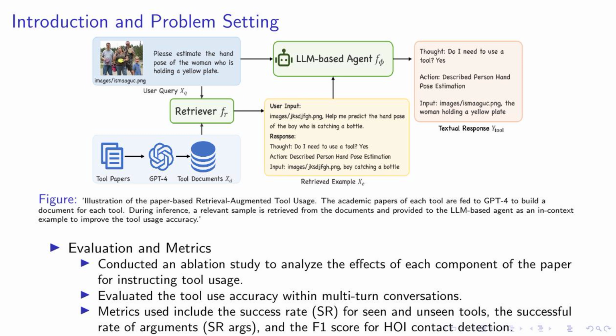The figure you see here illustrates our paper-based retrieval-augmented tool usage. The academic papers of each tool are fed to GPT-4 to build a document for each tool. During inference, a relevant sample is retrieved from the documents and provided to the LLM-based agent as an in-context example to improve the tool usage accuracy. This approach has shown promising results in improving the accuracy and robustness of tool usage, especially in complex multi-turn dialogues.